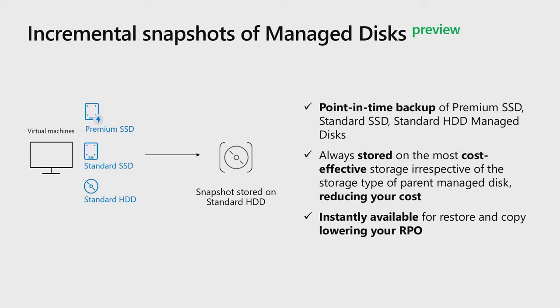They are always stored on the most cost-effective storage. Let's say you have a Premium SSD Managed Disk, and you are taking an incremental snapshot of it. By default, the incremental snapshot will be stored on Standard HDD storage, which is the most cost-effective storage, reducing your cost drastically. These snapshots are also available instantaneously for restore and copy. Unlike other cloud platforms, you don't have to wait for any background copy to happen before you can use these incremental snapshots. They are available instantaneously, reducing your RPO drastically.